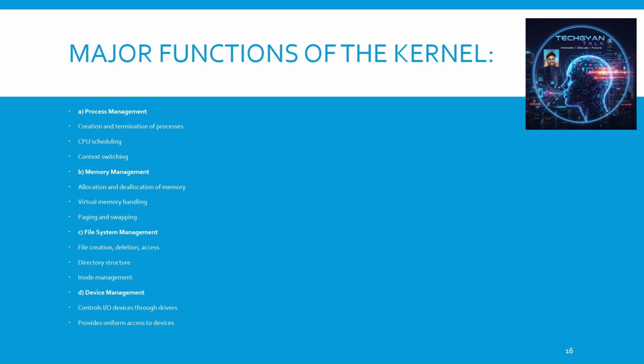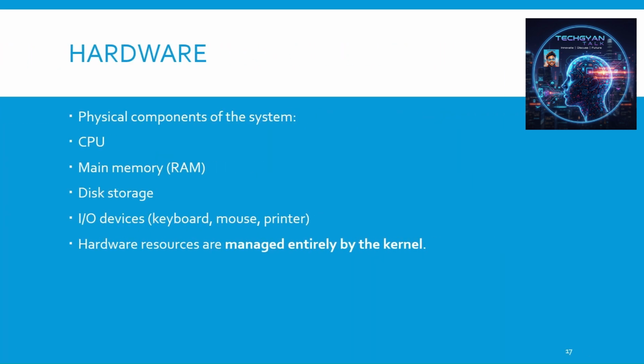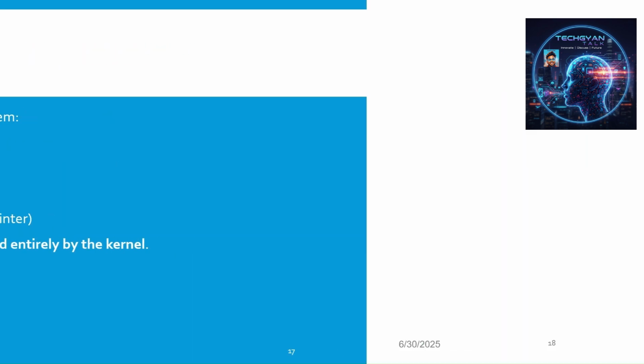File system management: file creation, deletion, access, directory structure, inode management. Device management: controls I/O devices through drivers, provides uniform access to devices. And hardware, the physical components of the system, that is CPU, main memory (RAM), disk storage, I/O devices, keyboard, mouse, printer. Hardware resources are managed entirely by the kernel.